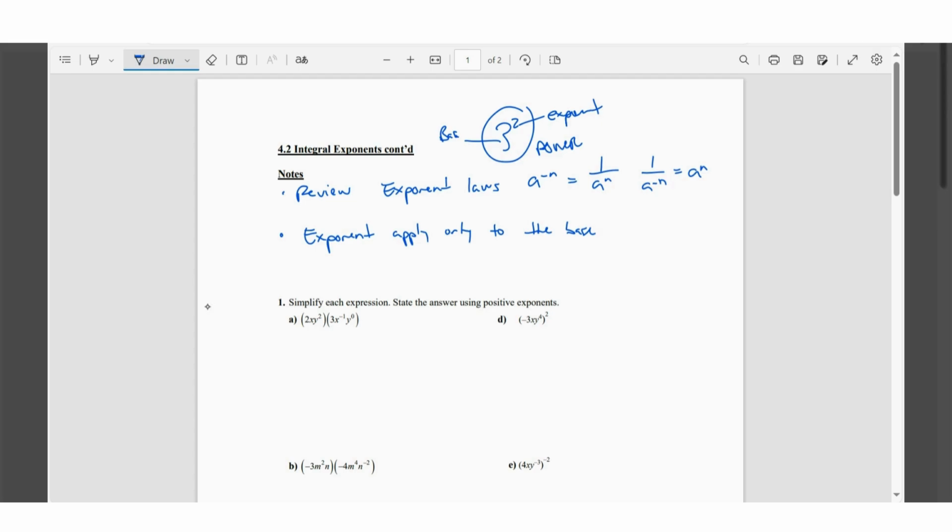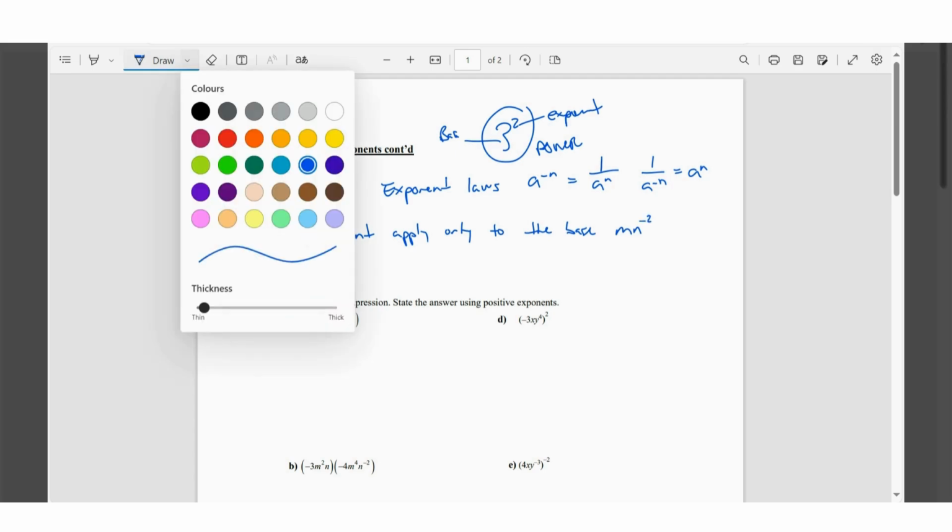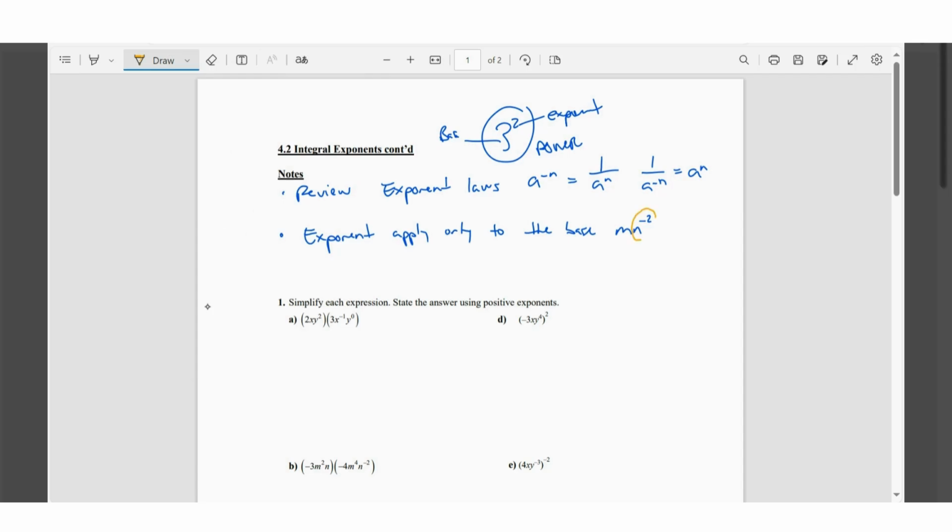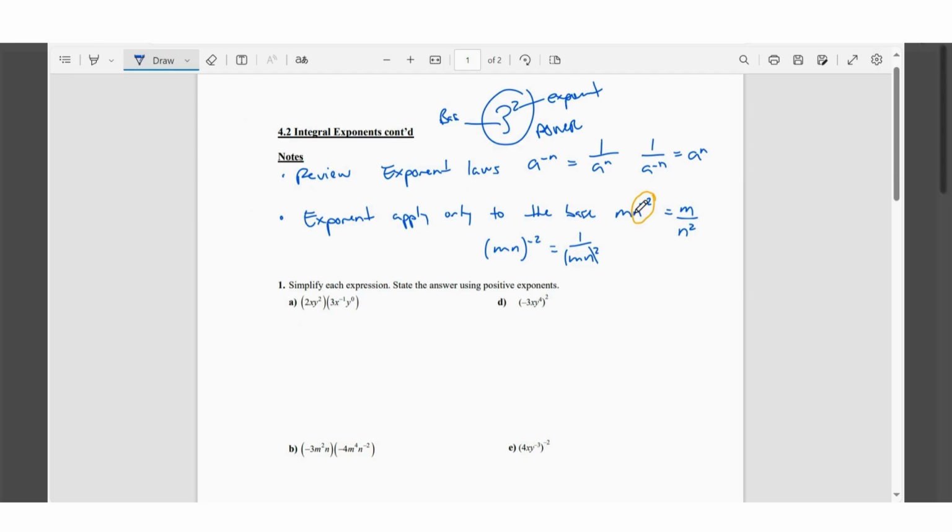If we have m n to the negative 2, this negative 2 only affects the n, not the m. So the answer would be m over n squared. We don't move both of them. If we had brackets around m n to the negative 2, then that would affect both because now our base is m n, so 1 over m n squared. Just remember that it only applies to the base, and the base is the one immediately to the left.